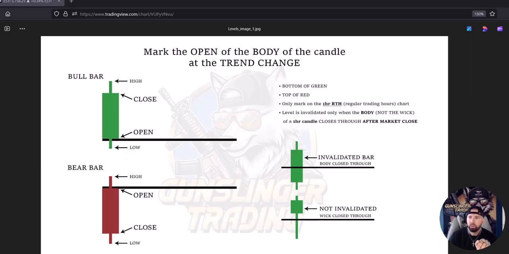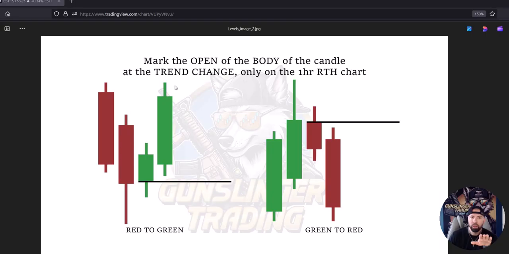Now, to recap, mark the open of the body of the candle at the trend change only on the 1 hour. So here you can see I drew a trend change. I drew a trend change. All right. Secondary levels.